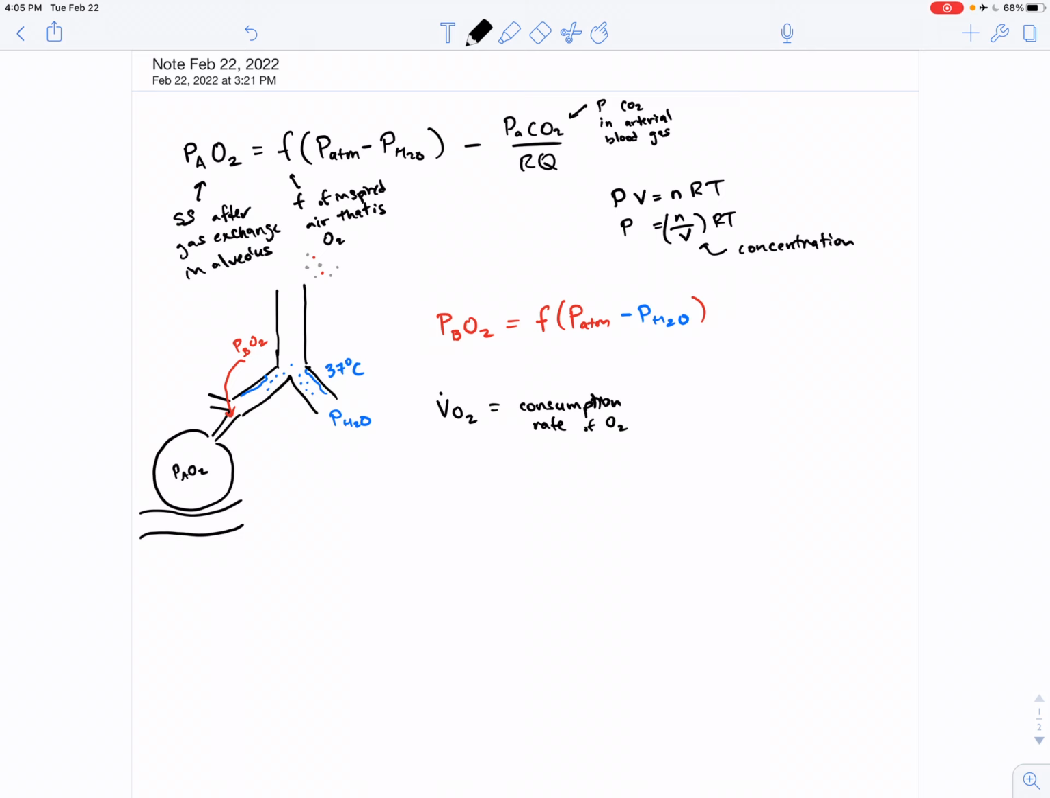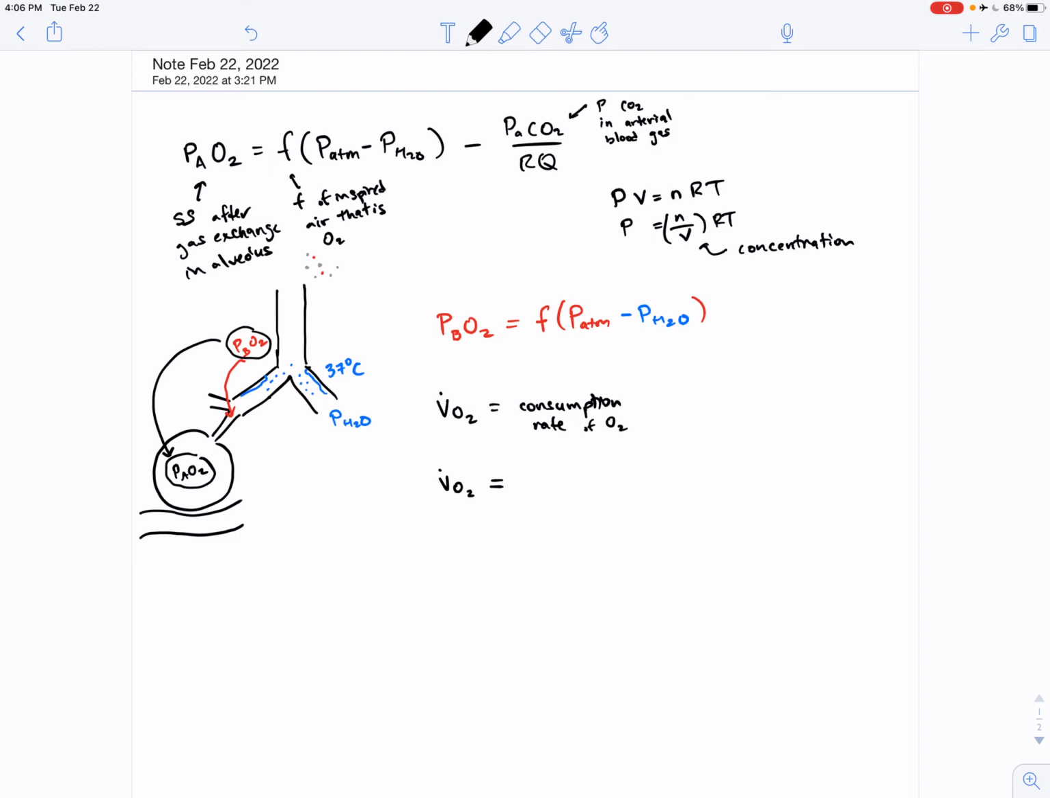And so what that means is that if we have some sort of consumption rate of oxygen, the amount of oxygen that is consumed has to be equal to, well, let's try to relate this to the PbO2 and the PaO2, right? Remember, we're trying to say how much oxygen is being lost due to gas exchange. Obviously, that's going to be related to our V dot O2. So how do we relate these quantities?